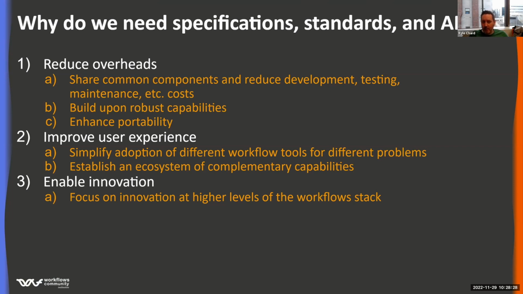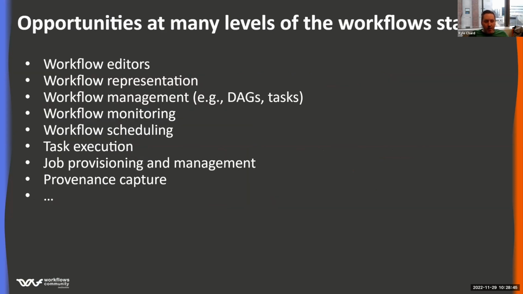So by enabling sharing, interoperability, and reuse via specifications, standards, and APIs, it enables us to focus on the more novel, interesting stuff at a higher level of the workflow stack without potentially reproducing things at the lower level. When we think about where we could be looking at sharing, interoperability, specifications, and APIs, there are many layers of workflow systems. And so this is a quick list of places we could potentially think about.